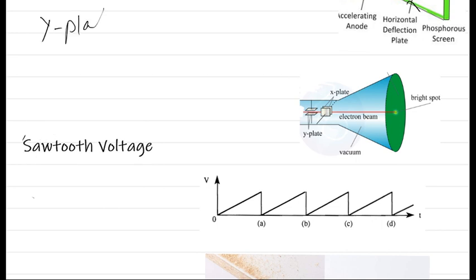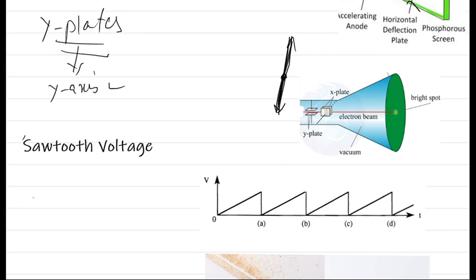Y plates are very important. What are they? Because they are Y plates, they are along the Y axis. If along the Y axis, they will deflect the spot vertically, upward, downward, up, down, up, down, like this.